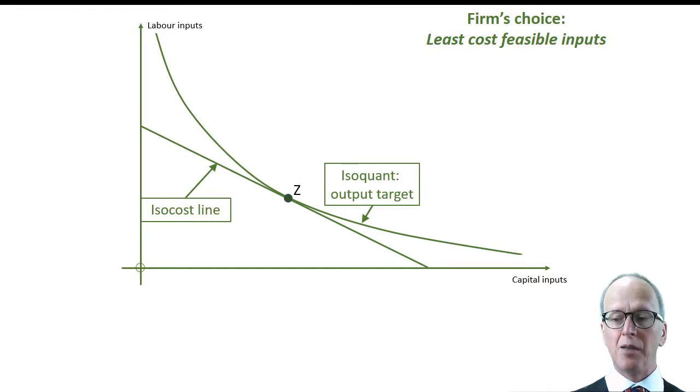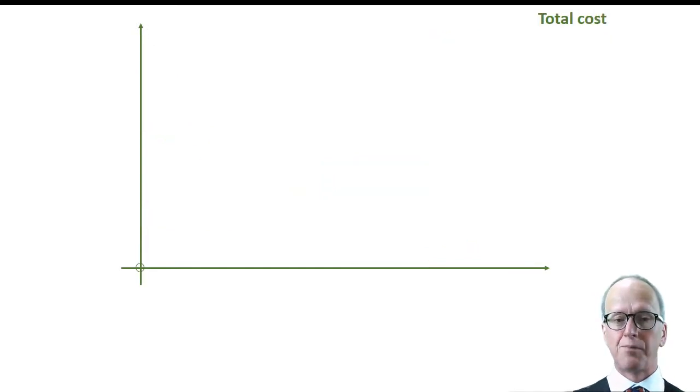We read this diagram as showing an isocost line, which represents all combinations of capital and labour inputs that are equally expensive to hire, and also an isoquant, which shows all combinations of factor inputs that enable the firm to reach a target output. And at point Z, we see the point where the isocost line is tangent to the isoquant. You should not be surprised that this point indicates the combination of inputs which allows the firm to reach its target output at least cost.